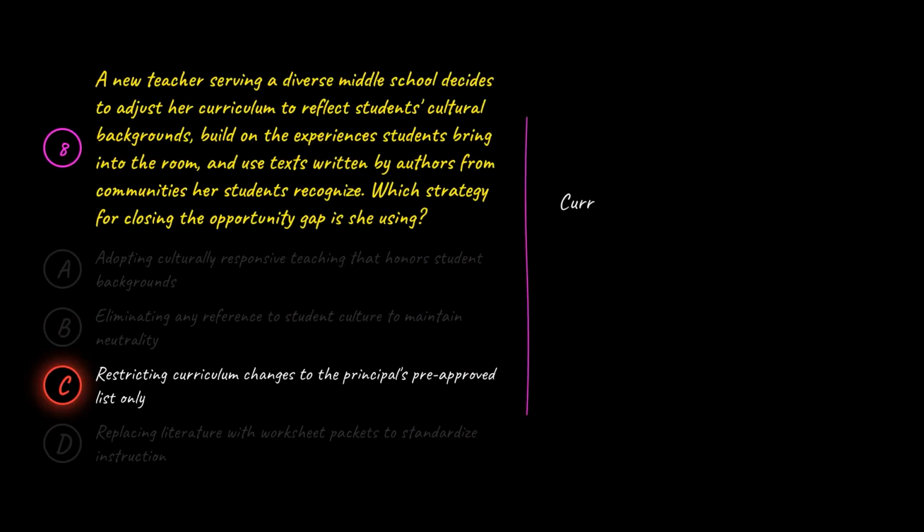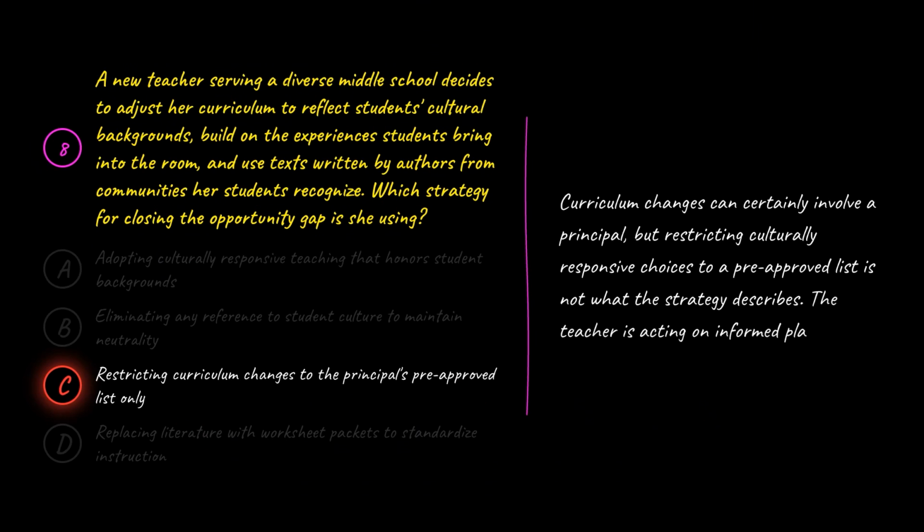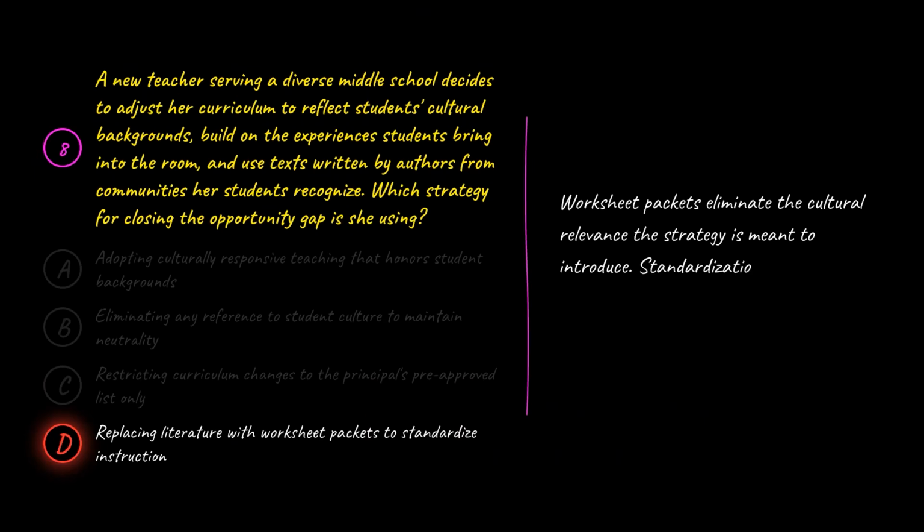C is wrong because curriculum changes can certainly involve a principal, but restricting culturally responsive choices to a pre-approved list is not what the strategy describes. The teacher is acting on informed planning of her own. D is wrong because worksheet packets eliminate the cultural relevance the strategy is meant to introduce. Standardization for its own sake is the opposite of culturally responsive practice.